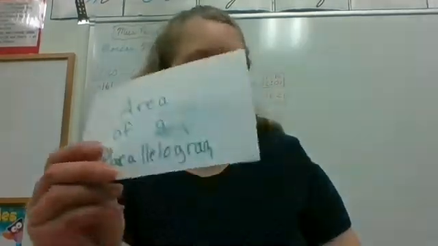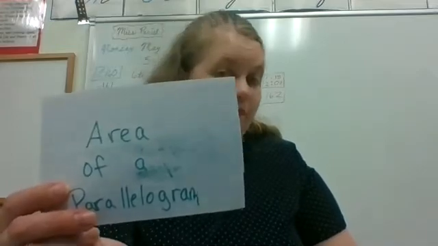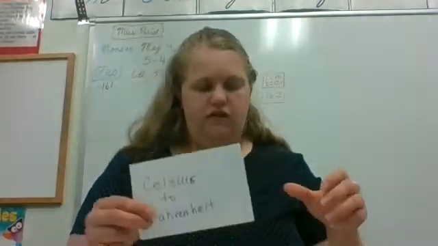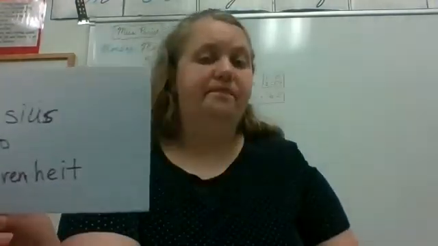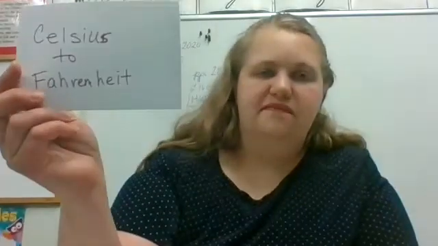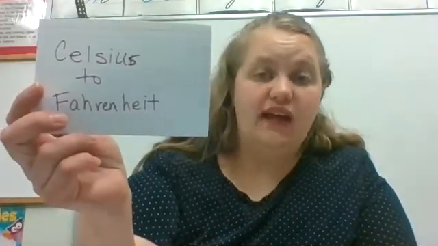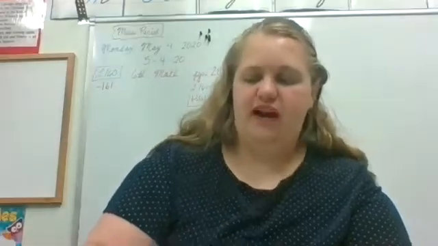Area of a parallelogram. A equals base times height, or length times width, okay? Celsius to Fahrenheit, so the other one. F equals 9/5 times C plus 32. Okay, you see that? All right.